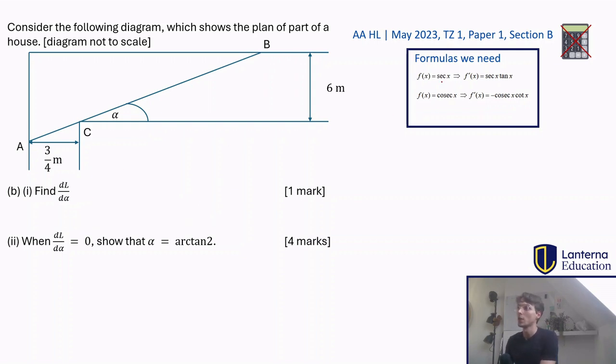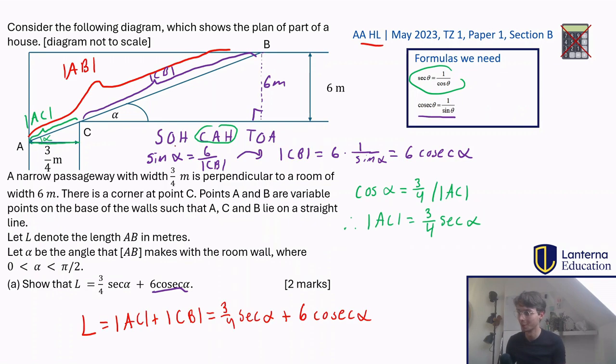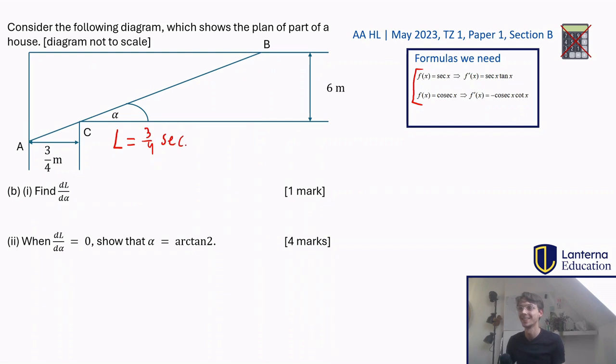Well, to differentiate sec and cosec, we need to take a look in our formula booklet, and then we just need to insert everything. So let's just remind ourselves what L was. L was 3 over 4, was it sec or cosec? That was sec. Sec alpha plus 6 cosec alpha.